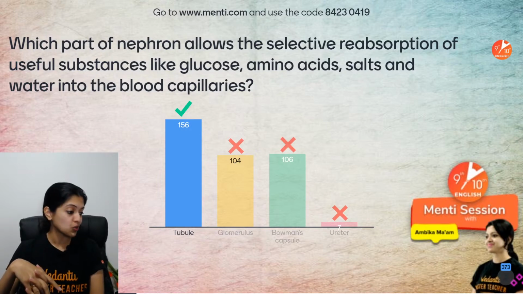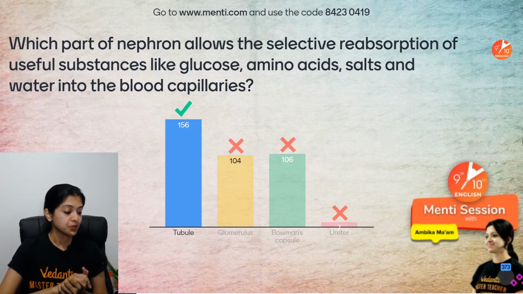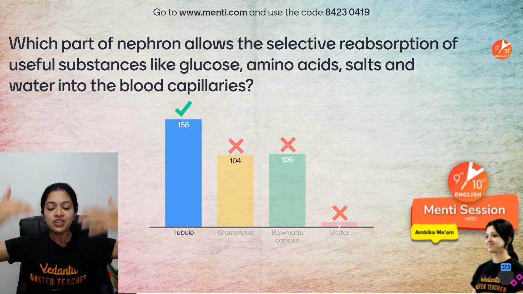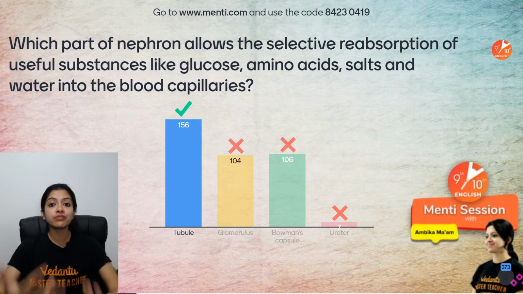Glomerulus and Bowman's capsule, what do they do? They are involved in ultrafiltration, which is step 1 in urine formation, and step 2 would be selective reabsorption. Remember the story which I've told you several times, the story you need to keep in mind to remember the process of excretion, to remember the process of urine formation.